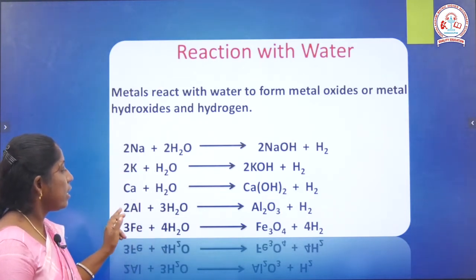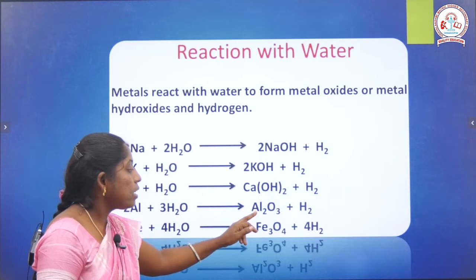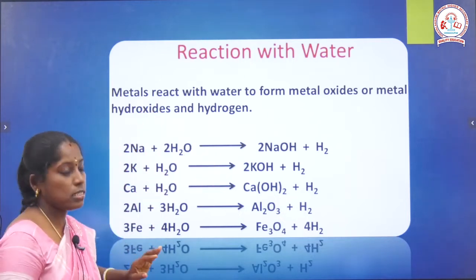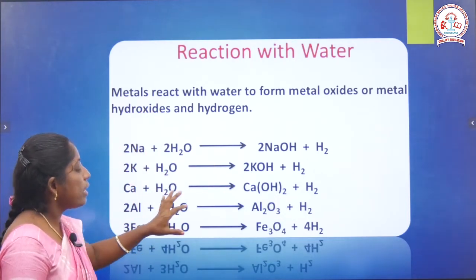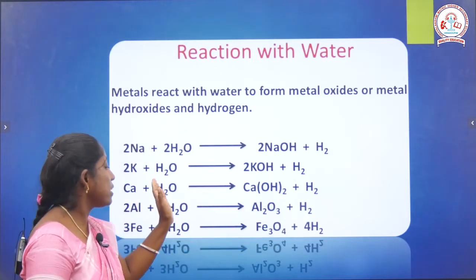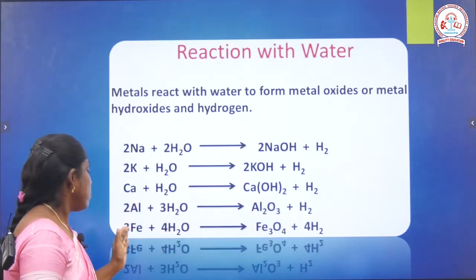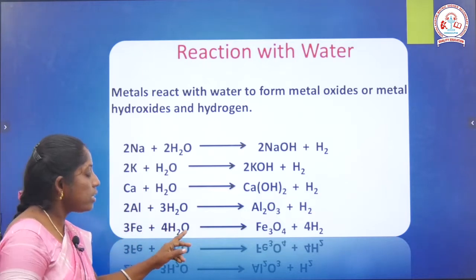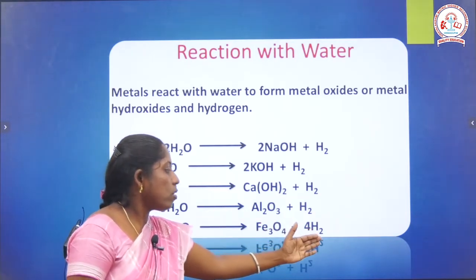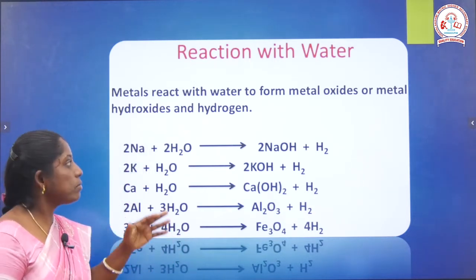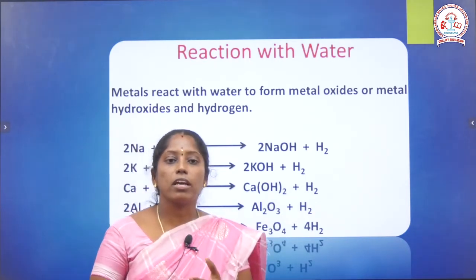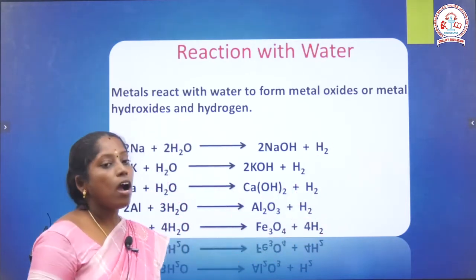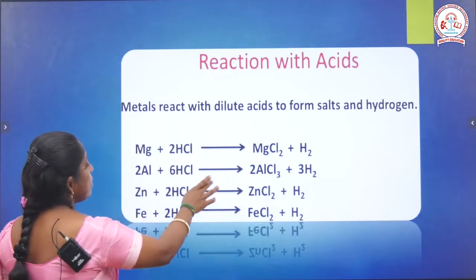Then aluminium, Al reacts with water and changes to aluminium oxide. That's why they have given metal oxides or metal hydroxides. So these two metals react with water to give metal oxides. Aluminium reacts with water to give aluminium oxide. Then Fe means iron. Yes, this is the symbol of iron. Iron reacts with water to give iron oxide as well as hydrogen gas. So we can observe that when metal reacts with water, it gives metal oxides or metal hydroxides, and another product, the gas, generally hydrogen. So this is the reaction of metals with water.